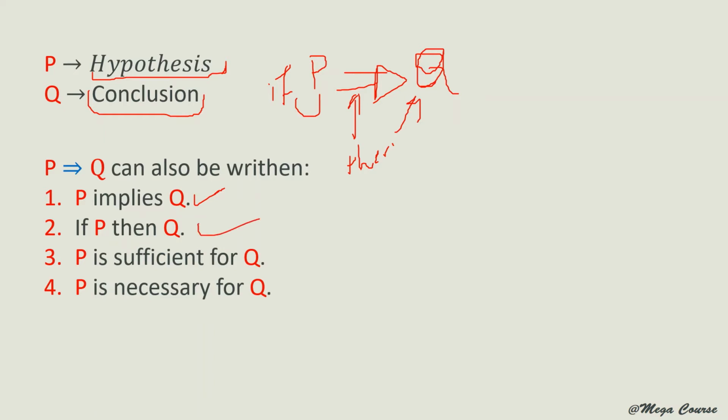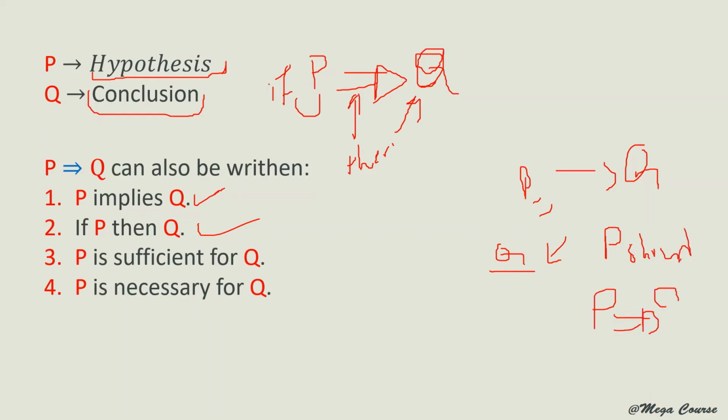The third one: P is sufficient for Q. Imagine we have a statement P. It is sufficient to say that we have Q. Or P is necessary for Q. We have a statement Q here. In order for Q to happen, P should happen, which means P implies Q also. This is so easy. Hope you understand it.